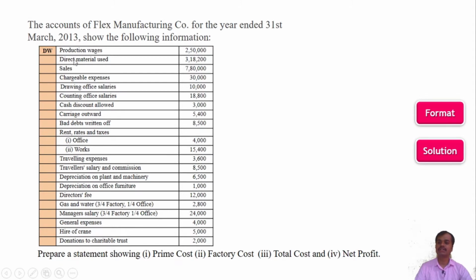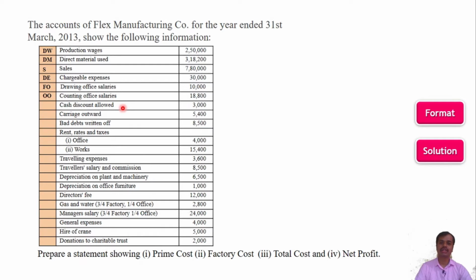Next, direct material used is directly direct material. Then the sales amount, which we have to take at the last, so that is sales. Then chargeable expenses. Here the chargeable expenses mean direct expenses, so it goes to direct expenses. Next is drawing office salaries. Drawing office salary is related to factory overheads. Then counting office salaries is related to office overheads. Then cash discount allowed. Here the cash discount allowed is a financial type of item.